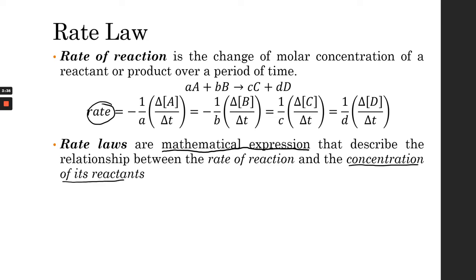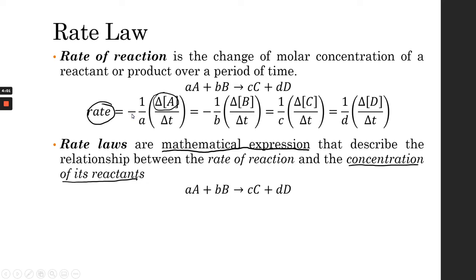So for rate of reaction, we have to find the molar concentration of the reactant, but we have to divide it by a certain amount of time. But for rate law, what we are trying to do is we're only looking at the concentration of reactants. We're not even looking at products anymore. We're only considering the reactants and their relationship to the rate of the reaction.